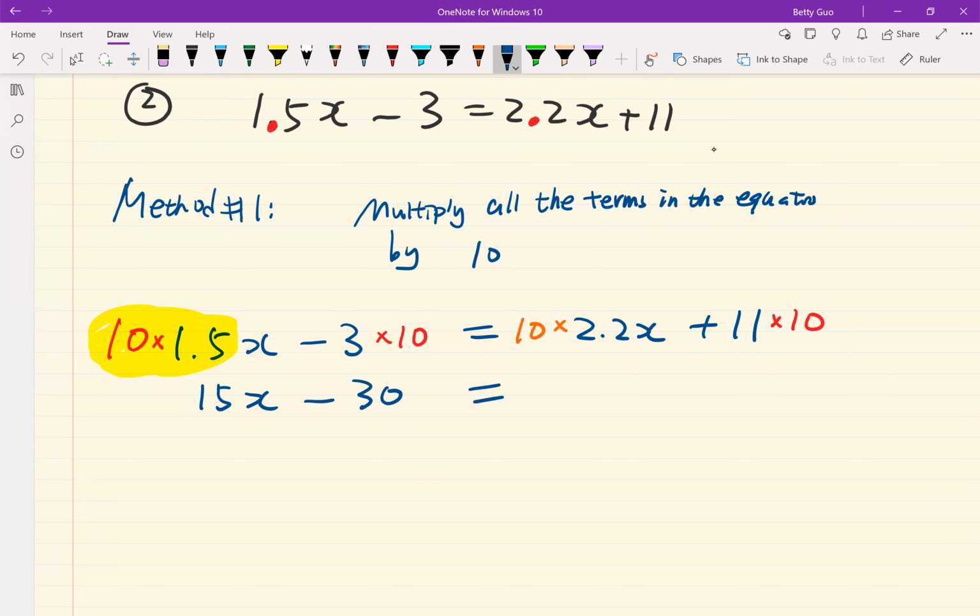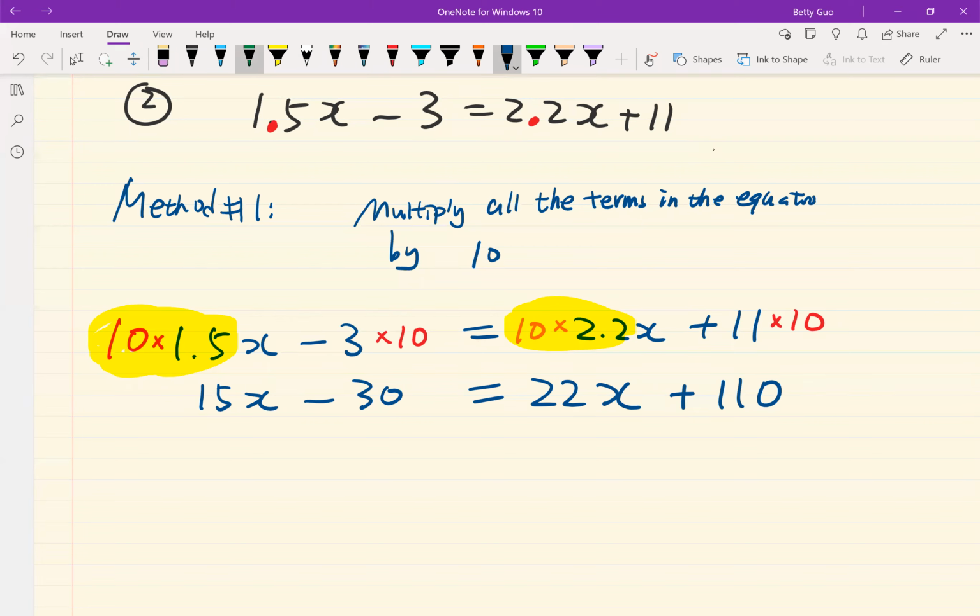On the right hand side, what is 2.2 multiplied by 10? 22, right? Same as earlier, so 22x. And what is 11 times 10? 110, correct? Now the equation looks normal. We don't have decimals anymore, right?